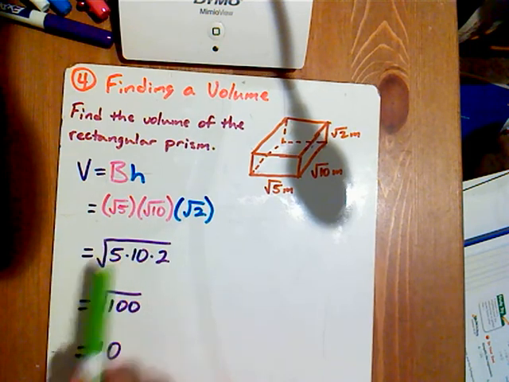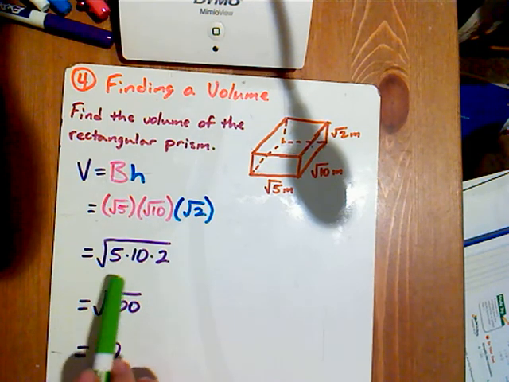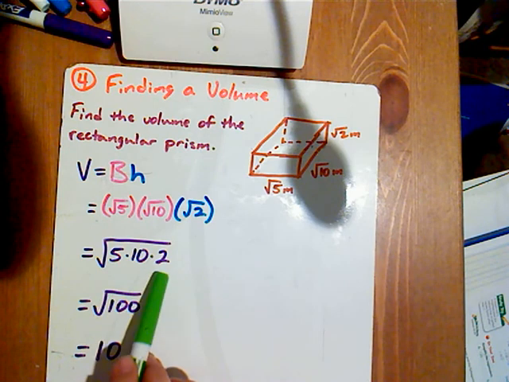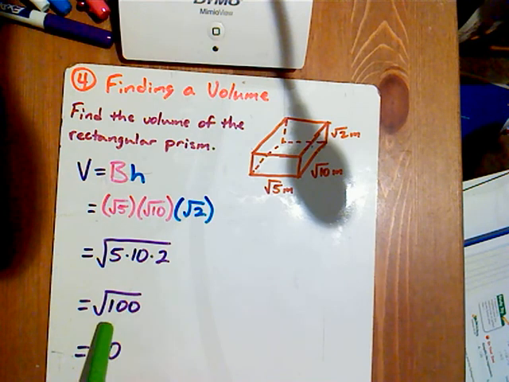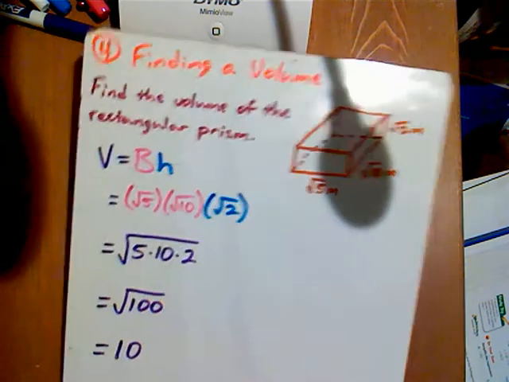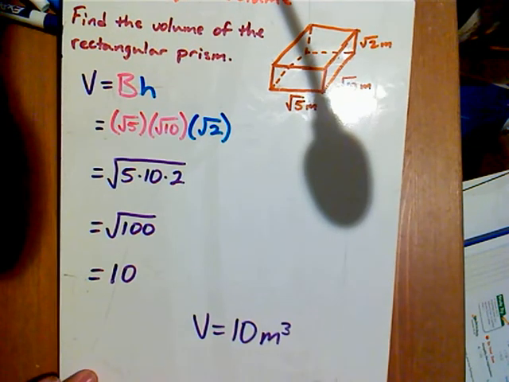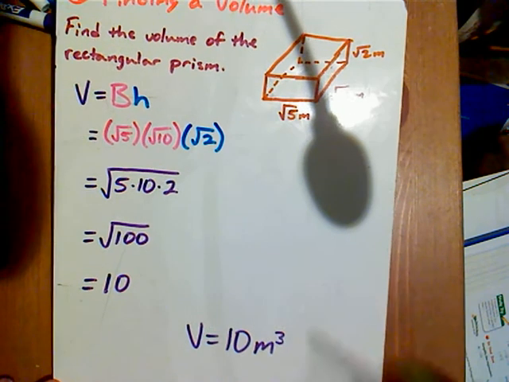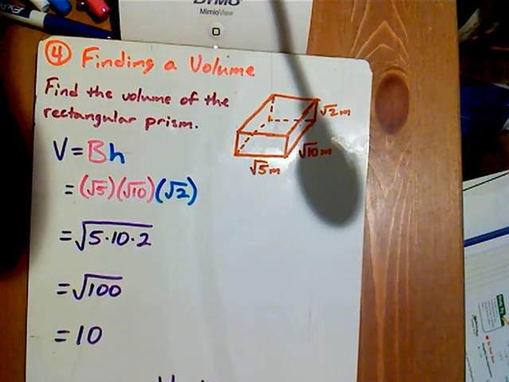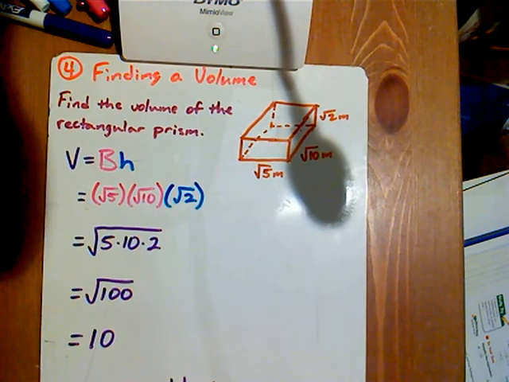We can combine those, and we have the square root of 5 times 10 times 2, which gives us the square root of 100. The square root of 100 is 10. So the volume for this rectangular prism is 10 meters cubed. And that is using our simplifying of square roots.